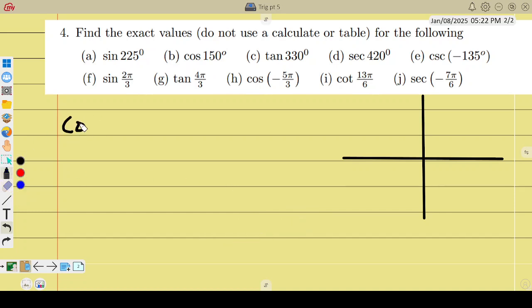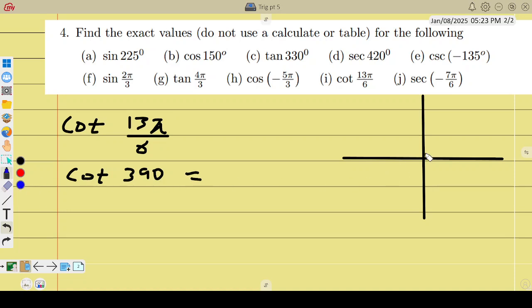So we have cot 13 pi over 6. For those who converted, even if you didn't do the exercise, convert 13 pi over 6 to degrees, and you are going to get 390. I hope my head isn't deceiving me. So this is cot 390.